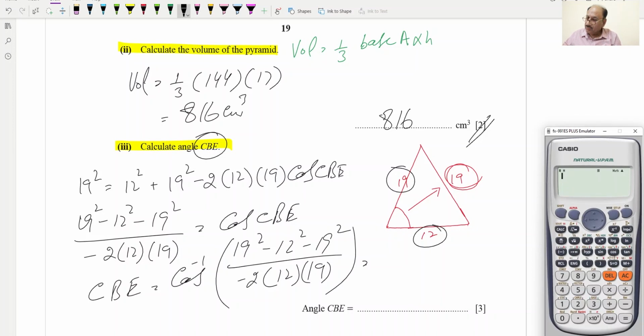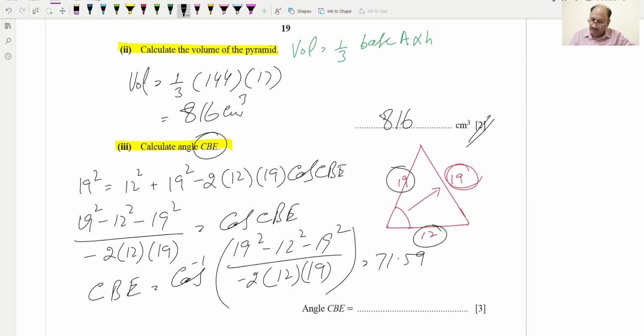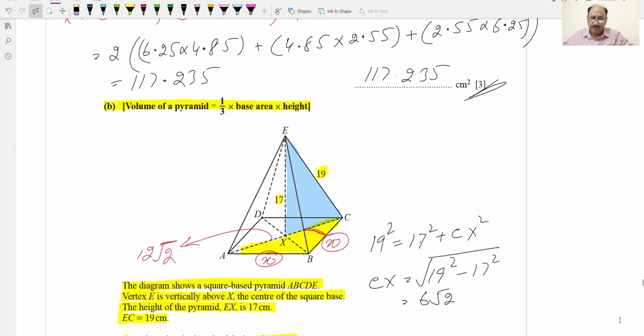Your calculator should be in degree mode. It's cancelling 19 squared and minus 19 squared, but I'm not cancelling so that you will not be confused. You will be calculating totally with the help of the calculator, and there will be fewer chances of mistake. So this is equal to 71.59 degrees, or we can round it to 71.6 degrees. This is a 3 mark question which we are done. We are done with the paper.